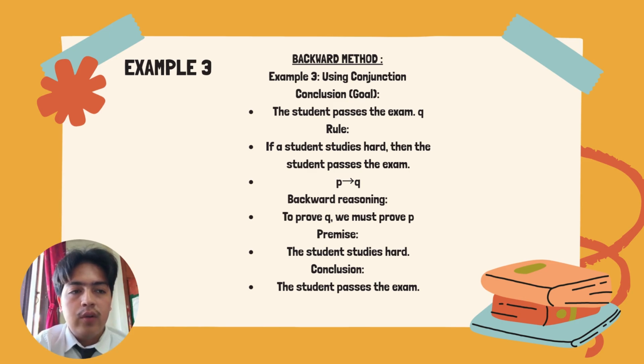And for the rule, if a student studies hard, then the student passed the exam. So it is P implies Q. For the backward reasoning, to prove Q, we must prove P first. And for the premise, the student studies hard. And for the conclusion, the student passed the exam. So that's all from me.